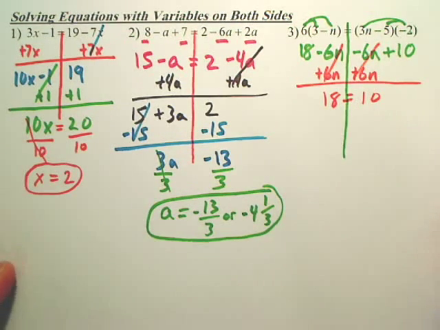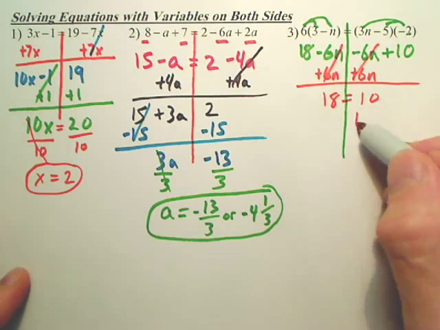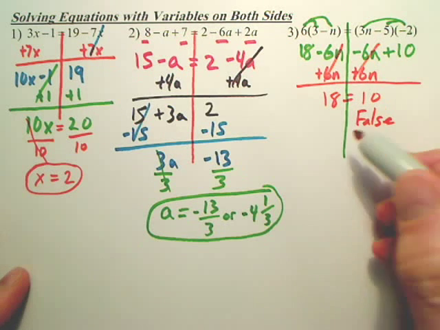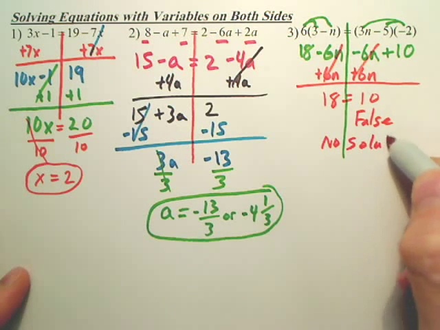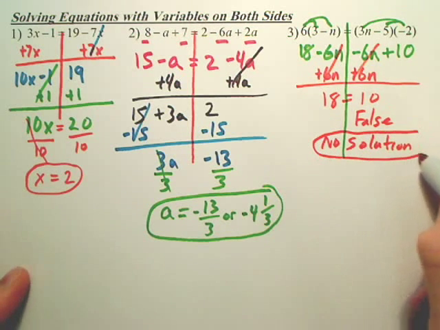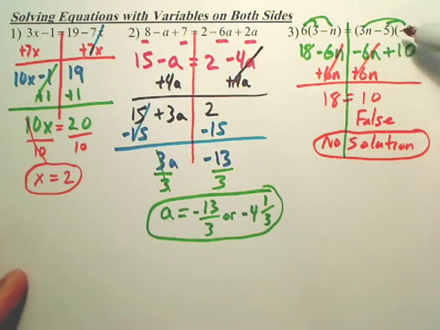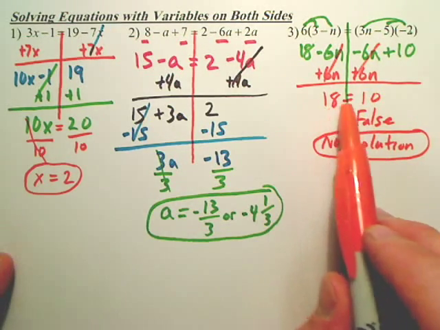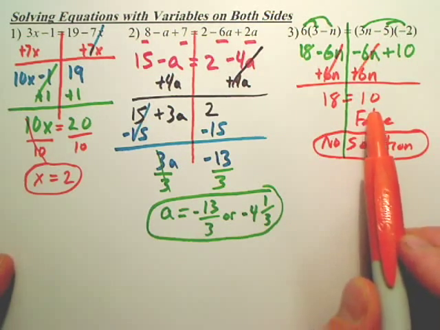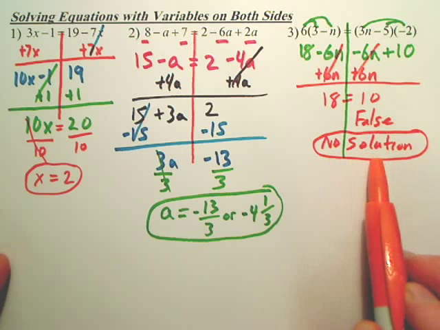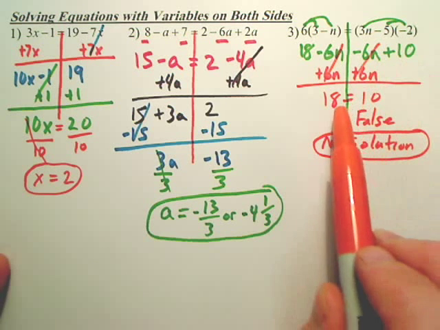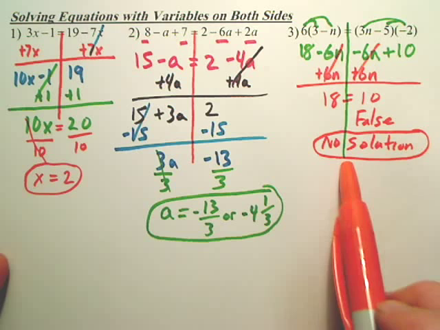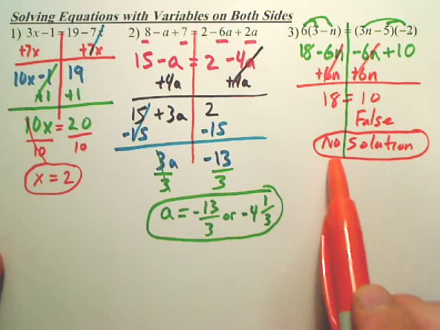Now, is this a true or false statement? Does 18 equal 10? No. That is false, right? This is called a no solution. Meaning, there is no answer to plug in for n to make this work. Now, one thing you got to be aware of. If everything cancels out like this, and you end up with 18 equals 18, that's a true statement, right? That would be infinite solutions, meaning any number you plug in works. So, again, if what's left over is true, it's infinite solutions. But in this situation, it's false, so it's no solution.